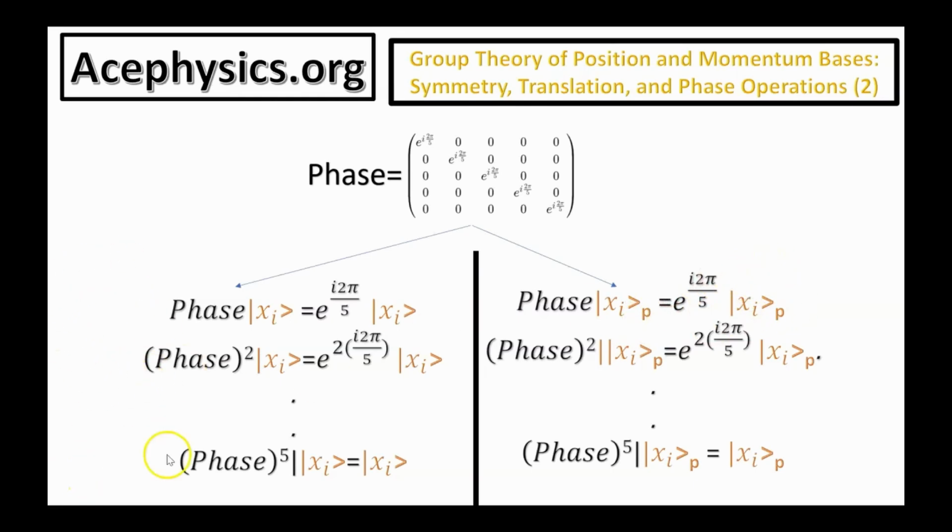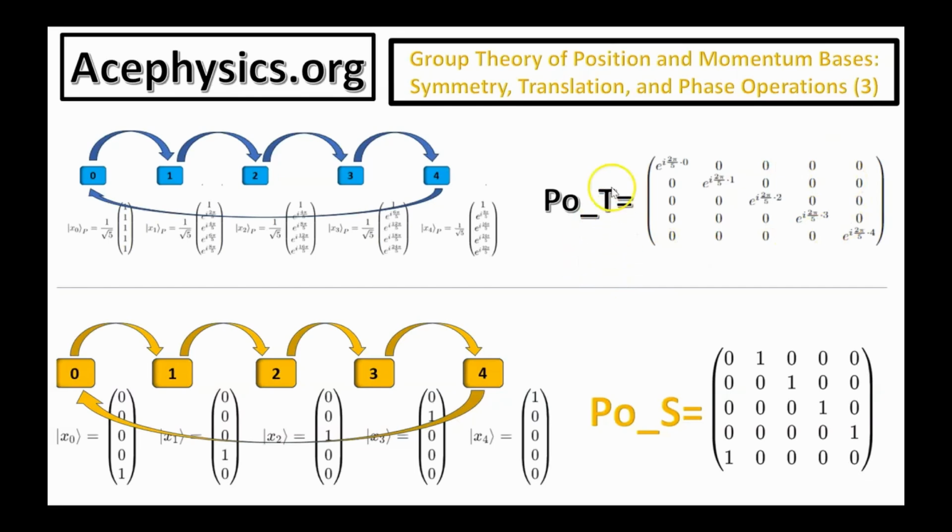I can operate powers of the phase matrix to get different phases, so phase squared would give me e to the i 4 pi over 5. And for the n equals 5 case, the phase matrix to the fifth is the identity matrix. On this slide, I have the generator of position translation and the generator of position shift. We've already seen these before in this presentation.